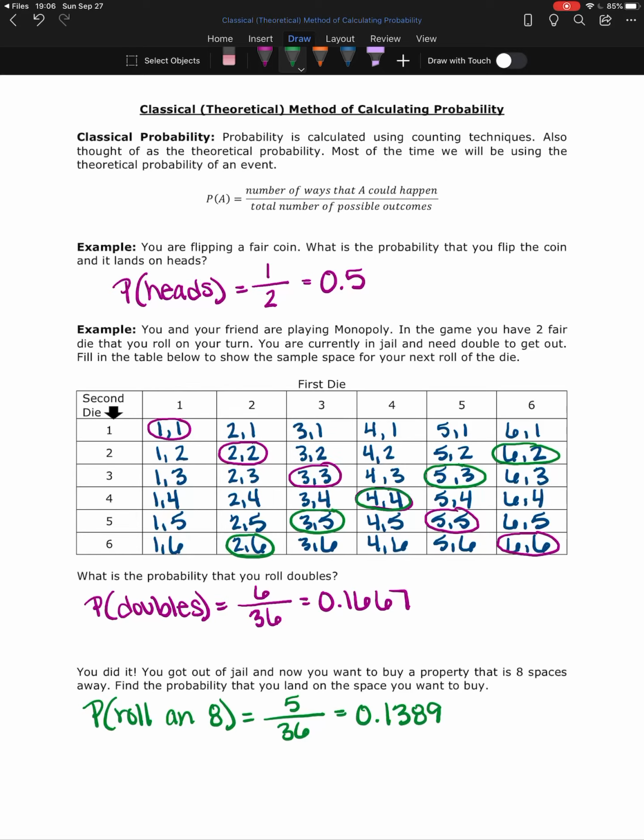So again, in these probabilities that I calculated, I did not actually touch a die in any way. All I have done is looked at what the possibilities are and counted those possibilities for the event that I was looking at. So this is the classical or theoretical method of calculating probability.